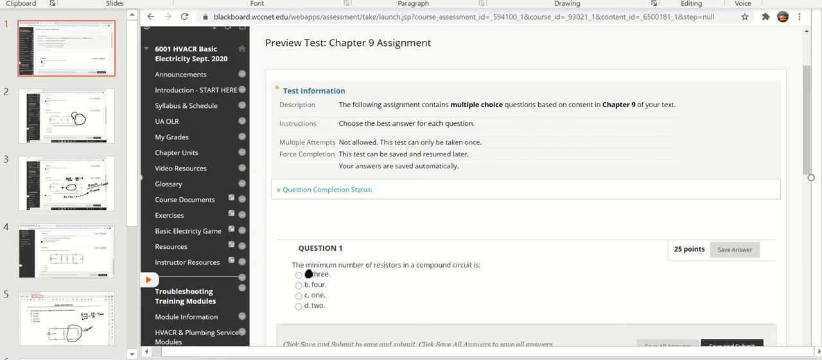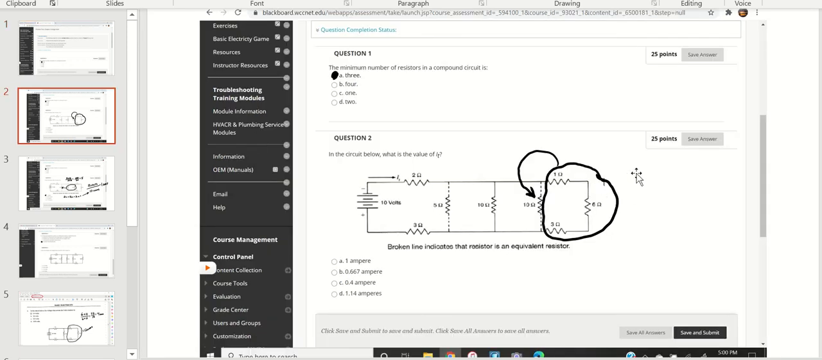This video instruction is for Basic Electricity Chapter 9 assignment. Here you see a copy of the assignment and the information about the test. Here you see question number 1, minimum number of resistors in a compound circuit. And then the next question, number 2, this is the diagram.